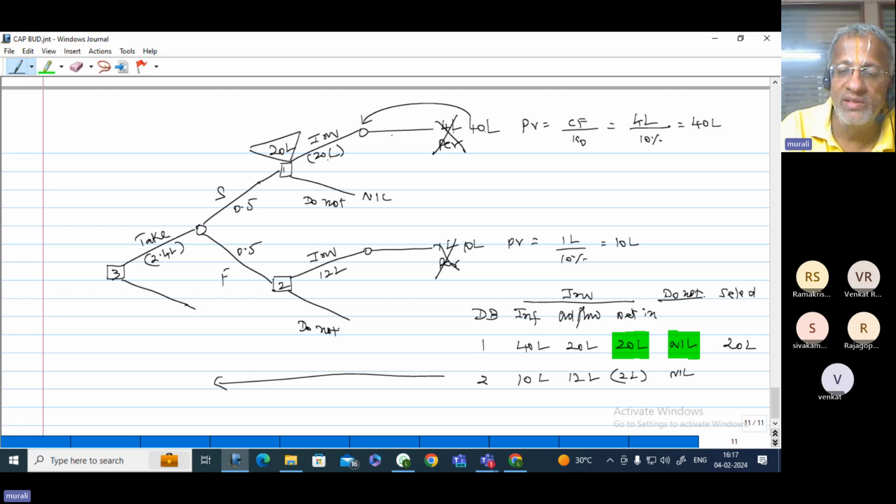So likewise, in this particular case, it is going to be nil. So here I will be selecting nil. Correct? That is the reason why you call that decision making through decision boxes.